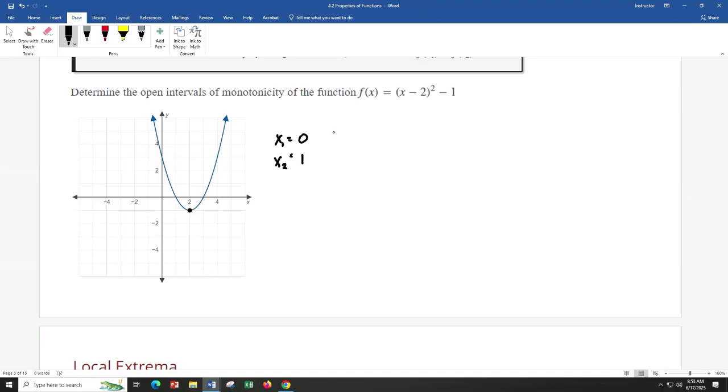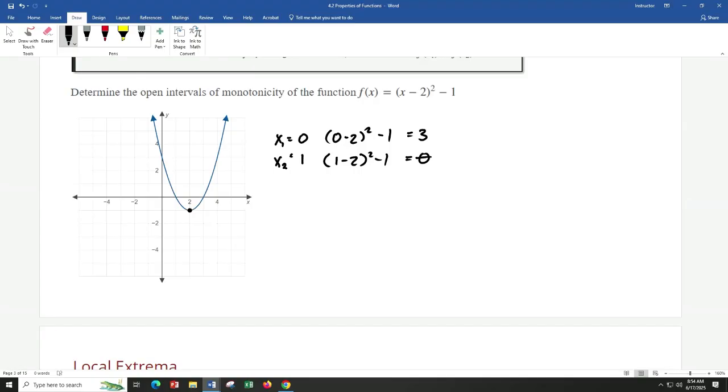So you've got this f of x, so I'm going to have 0 minus 2 squared minus 1. 0 minus 2 is negative 2. Negative 2 squared is 4. 4 minus 1 is 3. Simple enough there, isn't it? And then I'm going to do the same with 1. 1 minus 2 squared minus 1. 1 minus 2 is negative 1. Negative 1 squared is 1. 1 minus 1 is 0.